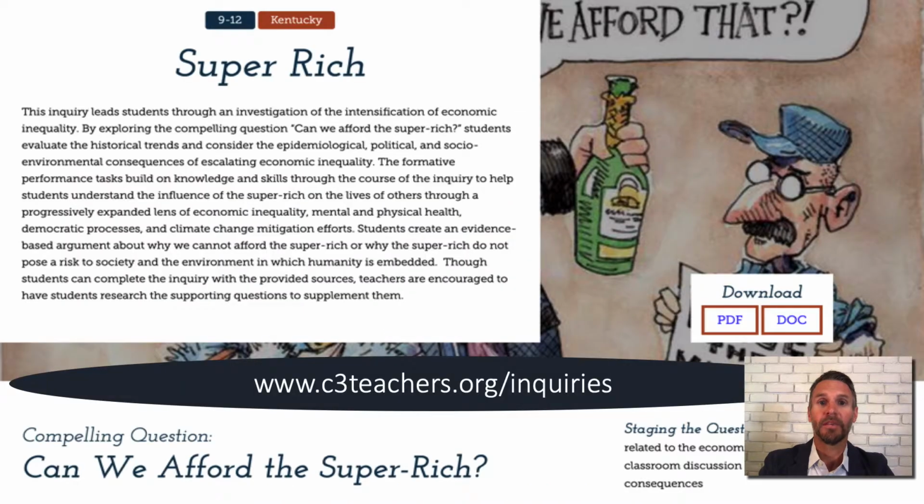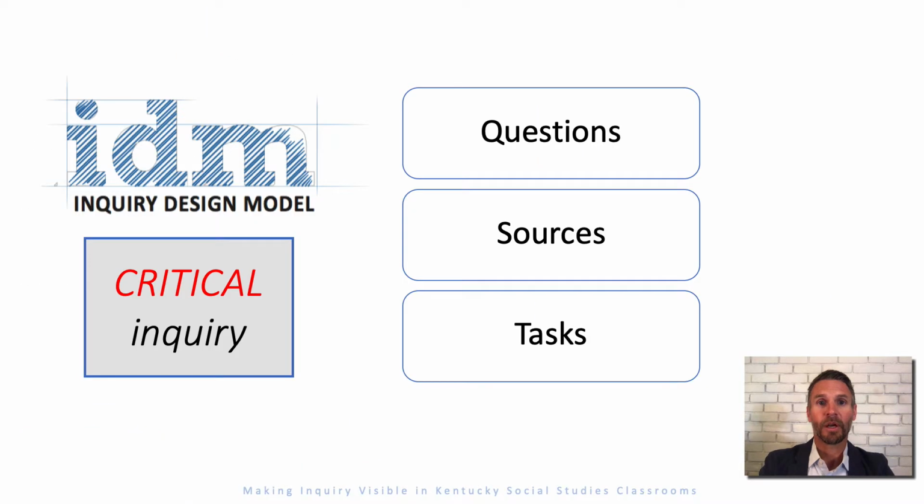So to put these guidelines into practice, let's take a closer look at an inquiry currently available at c3teachers.org. It was written by Kentucky teacher Kenny Stansel. Kenny's inquiry focuses on economic inequality, asking the compelling question, can we afford the super rich? The entire inquiry is available for download on this page. We will talk about this inquiry in light of the three components of the IDM framework.